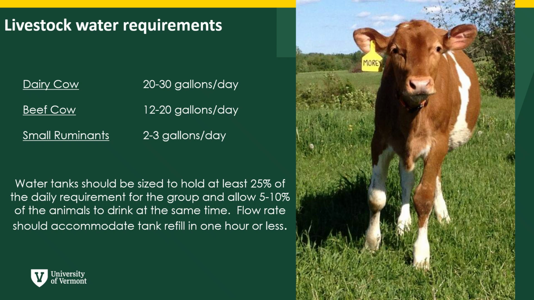Dairy cattle consume 20 to 30 gallons per animal per day. Mature beef cattle will drink 12 to 20 gallons per day, and smaller ruminants, including sheep and goats, will drink 2 to 3 gallons per day.